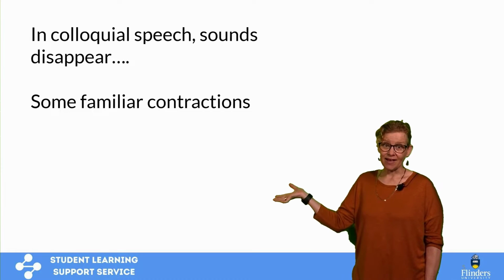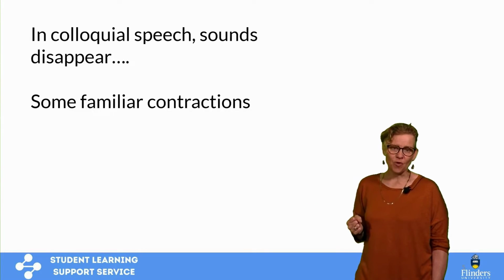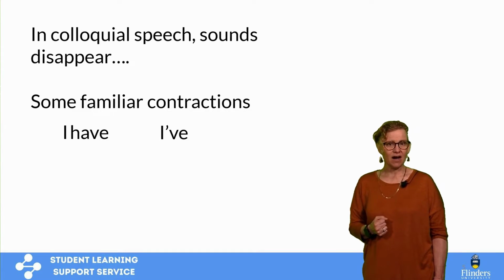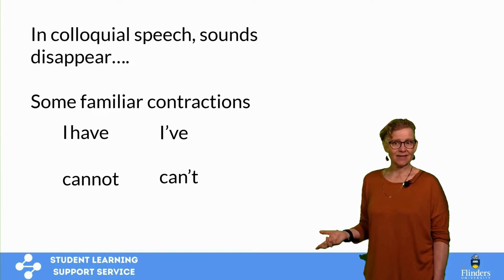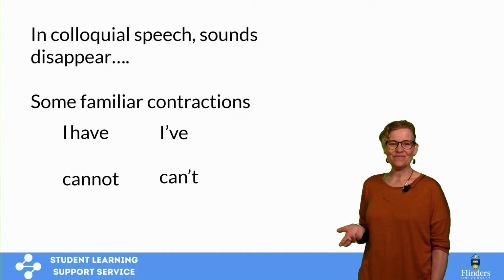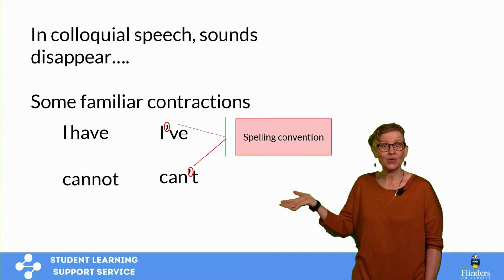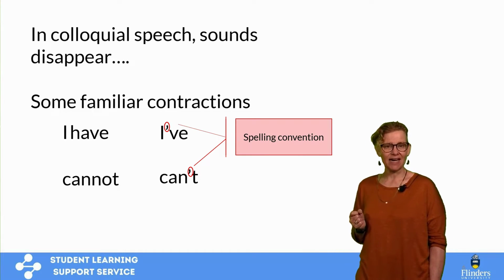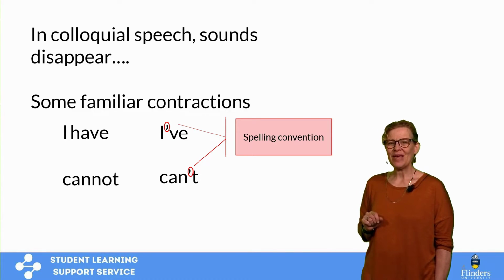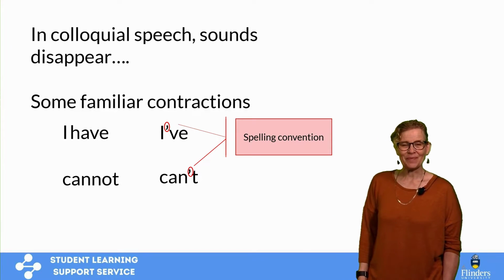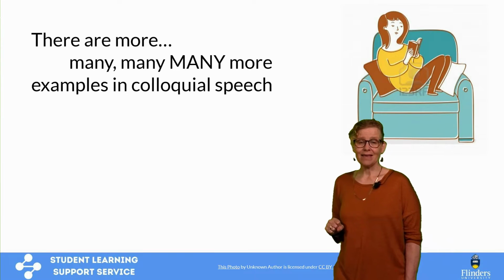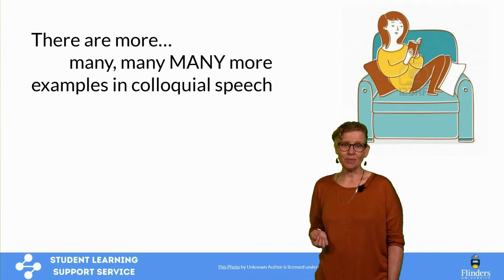And we know that contractions are a form of elision. And I know that you're familiar with contractions, where I have becomes I've, cannot becomes can't. In fact, these are so familiar to us that now we have a written convention to indicate that something has been elided or removed. We use that helpful apostrophe. But in speaking, there is no apostrophe. The sound just disappears. And there are many, many ways in which this happens.